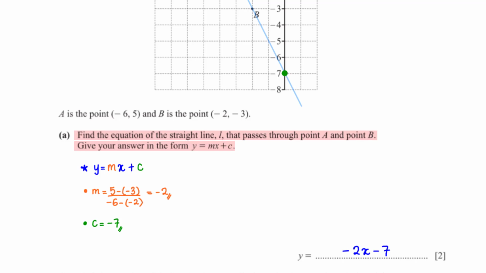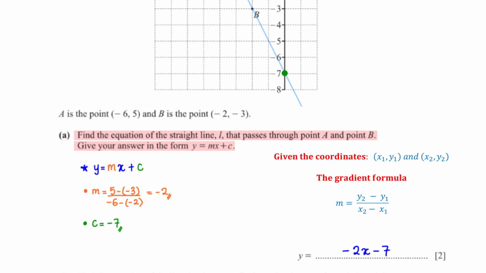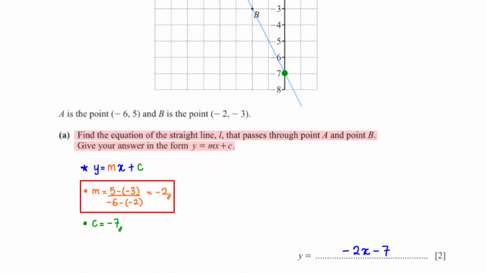All we need to do is find the values of m and c and plug these values into the equation. We've been given points A and B on the line, so by applying the gradient formula, we have m equals 5 minus -3 divided by -6 minus -2, which is equal to -2.